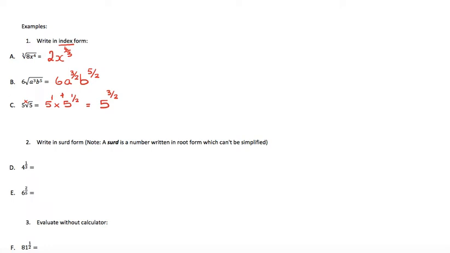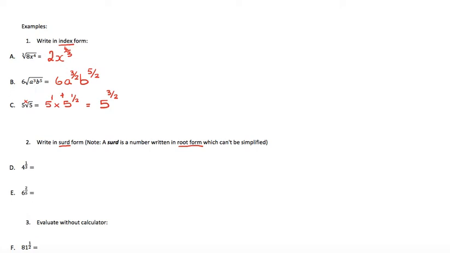Now, for examples D and E, we need to write these in surd form. What does it mean in surd form? At this stage, all I want you to know is that a number in surd form is when it is written in a root form, in root form, which can't be simplified. What do I mean by that?